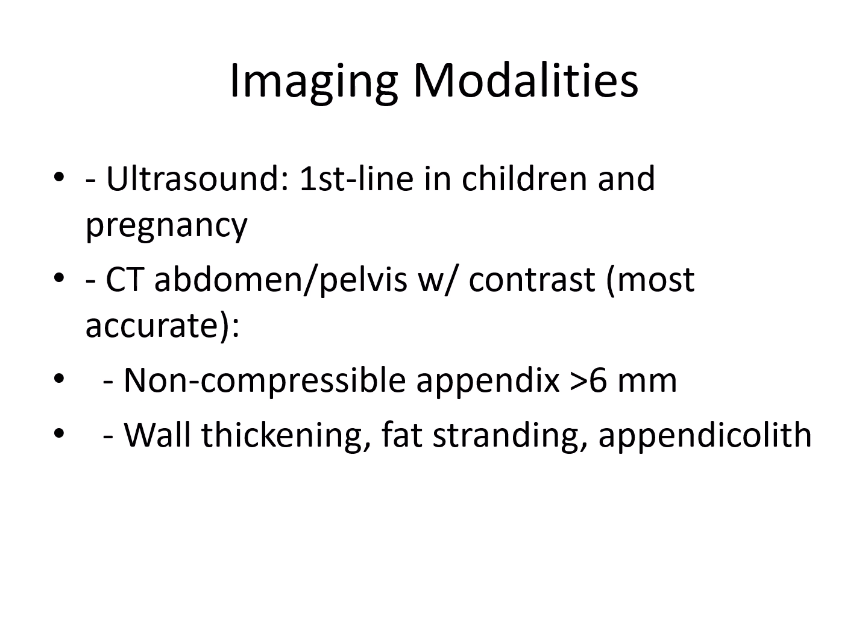And then additionally, the CT of the abdomen is going to be most accurate in adults, and the findings are going to be an enlarged appendix that's more than 6 millimeters, wall thickening, fat stranding, and appendicolith.